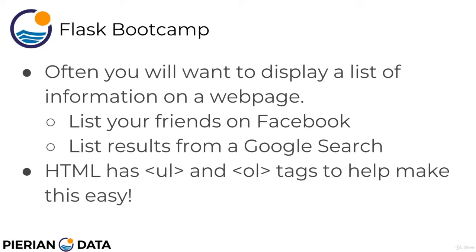HTML has two types of tags for this, a UL, which stands for an unordered list, and an OL, which stands for an ordered list. ULs are just bulleted points, and OLs are numbered. Let's go ahead and check out how they work by hopping over to our text editor.